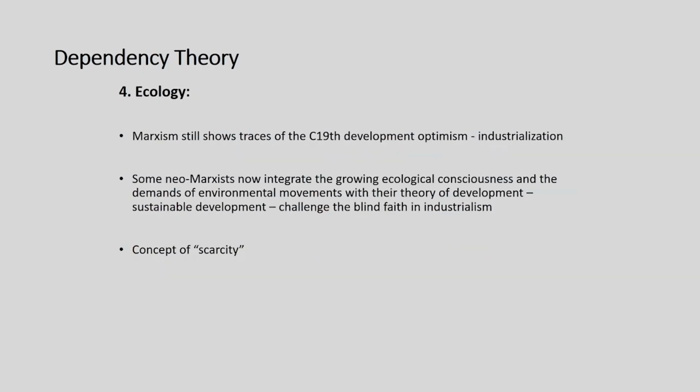Coming to ecology, Marxism still shows the traces of the 19th century development optimism, and many Marxists consider the concept of scarcity to be a bourgeois invention for the purpose of legitimizing economic inequality. Some Neo-Marxists now integrate the growing ecological consciousness and the demands of environmental movements with their theory of development, sustainable development, and so on. The blind faith in industrialism as the liberator of humanity has at the same time undergone some major revisions. Similarly, there is now a tendency to think of the cities as being parasitic and to idealize the countryside, contrasting sharply with Marx's own comments on the idiocy of rural life.